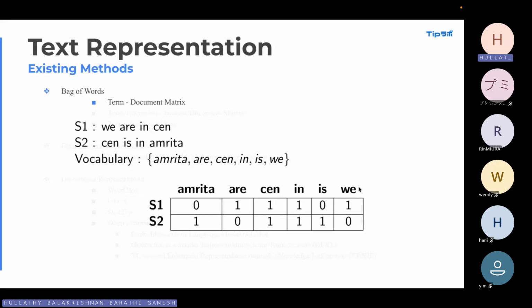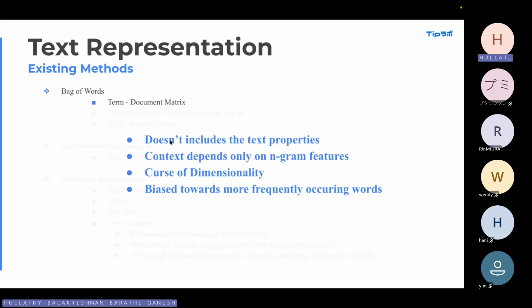the number of words in the column. So the matrix itself becomes big, and practically we cannot use it. This is called the curse of dimensionality. So these are the problems, which I have summarized.